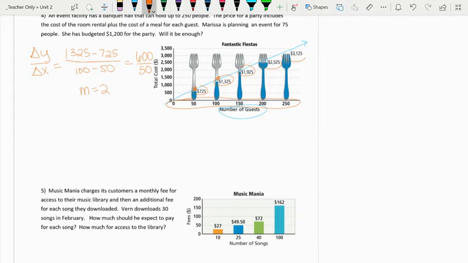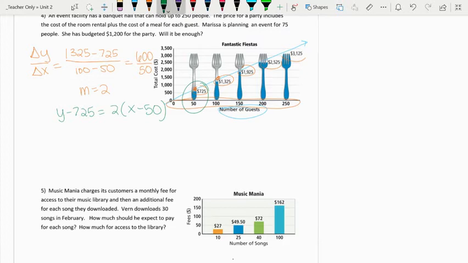So now that I have the slope, I can use the points to write it in point slope form. So I'm going to use this 50 and 725. If I do that, I get y minus 725 equals 2 times x minus 50. Now I could use any point on this line or on this chart. I'm just using this one because it's close-ish to that 75, right?